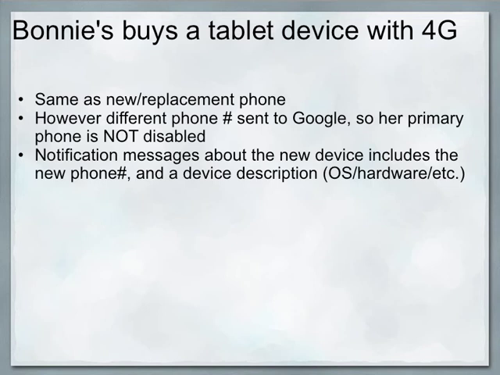The user might choose to buy an additional phone, or maybe buy a tablet with a 3G, 4G connection from the carrier. In this case, there is a unique phone number associated with that device, so a different phone number gets sent to Google. So Google wouldn't turn off her old device, but again, a notification of the new device would be sent to the user's account, including, generally speaking, information that could be collected from the carrier or from the software on the device about the operating system, hardware of the device, other things that might give the user hints about what device it is.